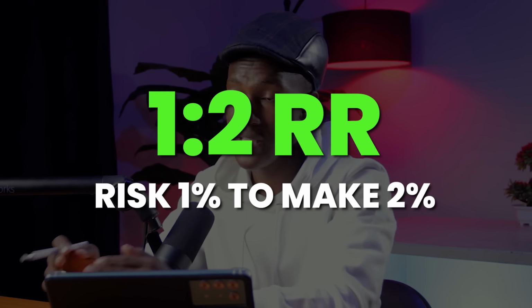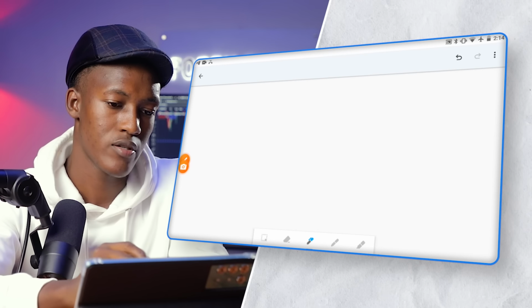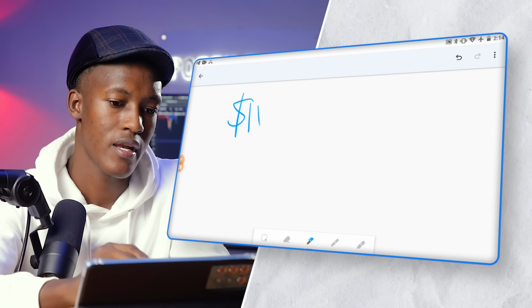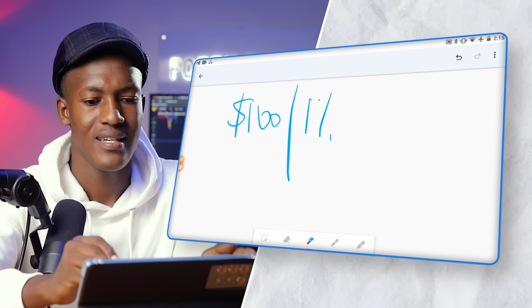Now that brings us to the third point, risk management. Now this is so important, as long as you are looking at consistency and staying in for the longest time. So here's what happens. We have the standard risk management rule of risk 1% to make 2%. But I clearly understand that this doesn't work for small accounts. Let me show you. Let's say you are trading off with $100, right? Now, 1% of $100 is just $1.